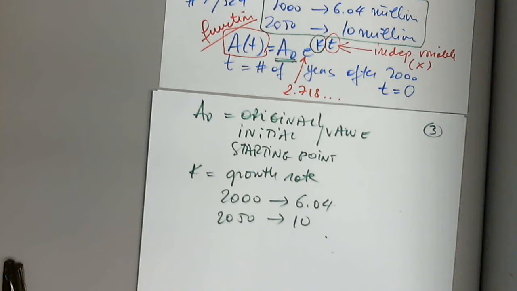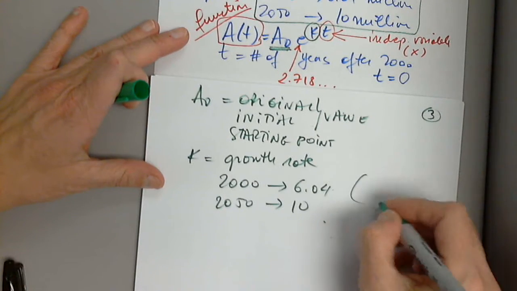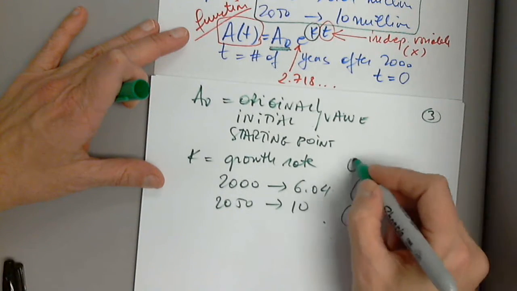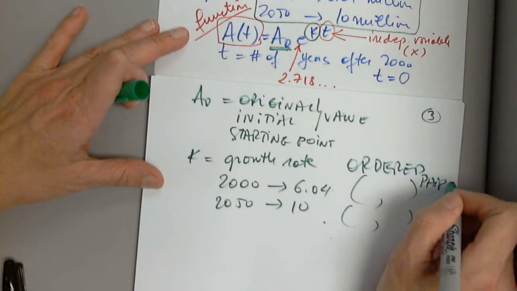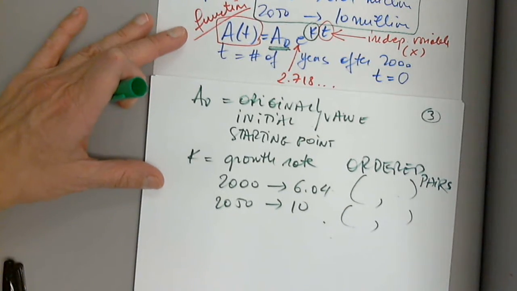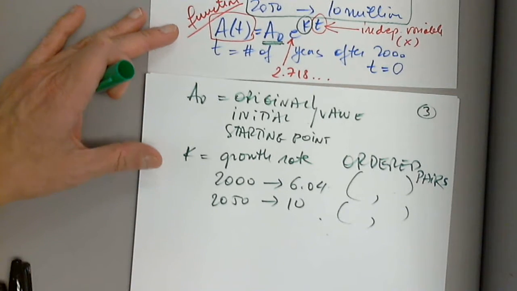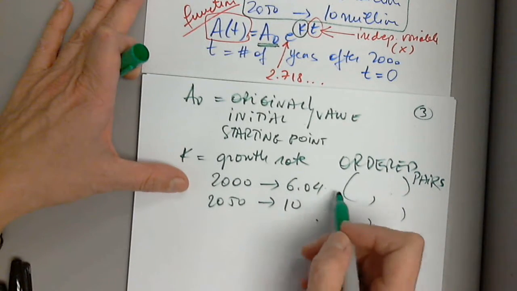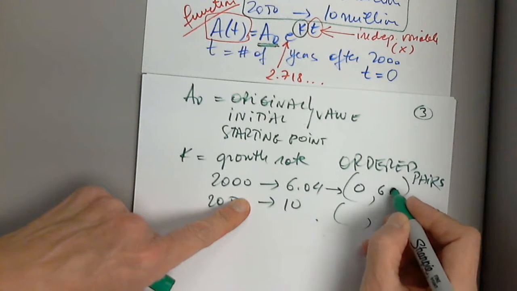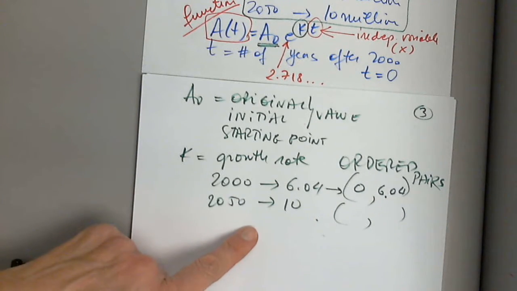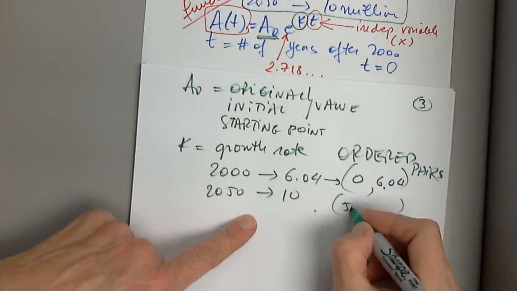What is this? When x equals 0, it's 6.04. Right. Thank you, Jeremy. These are two ordered pairs. This is what we are given. Two ordered pairs. Awesome. So can anyone again tell us what is the first ordered pair? 0. Awesome. Thank you. And? Correct.